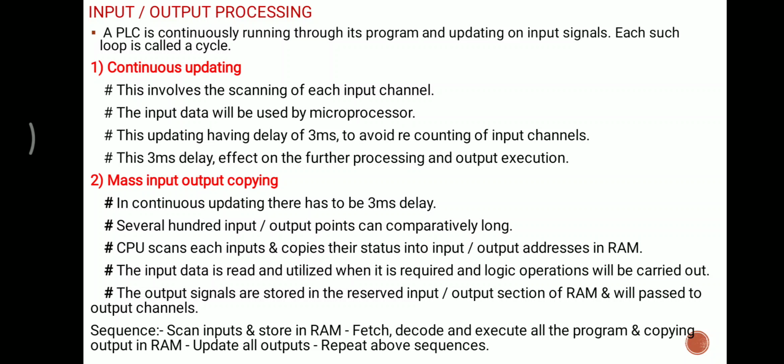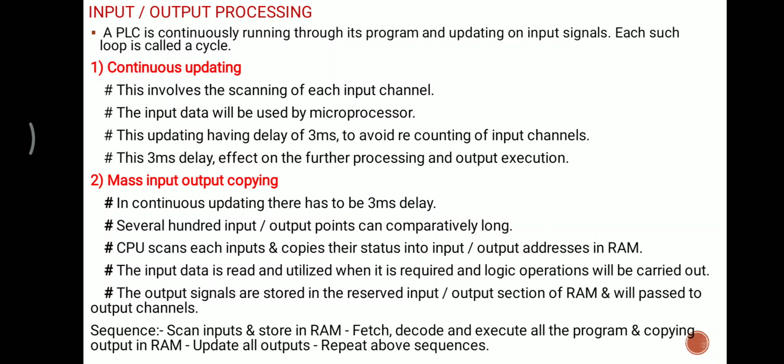In this, again two types are there for input output processing. First is continuous updating and another is mass input output copying. In continuous updating, this involves the scanning of each input channel. This is the first step of continuous updating. After that, the input data will be used by the microprocessor for further programming action. This updating has a delay of 3 microseconds to avoid a recounting of input channels. This 3 microsecond delay affects the further processing and output execution.